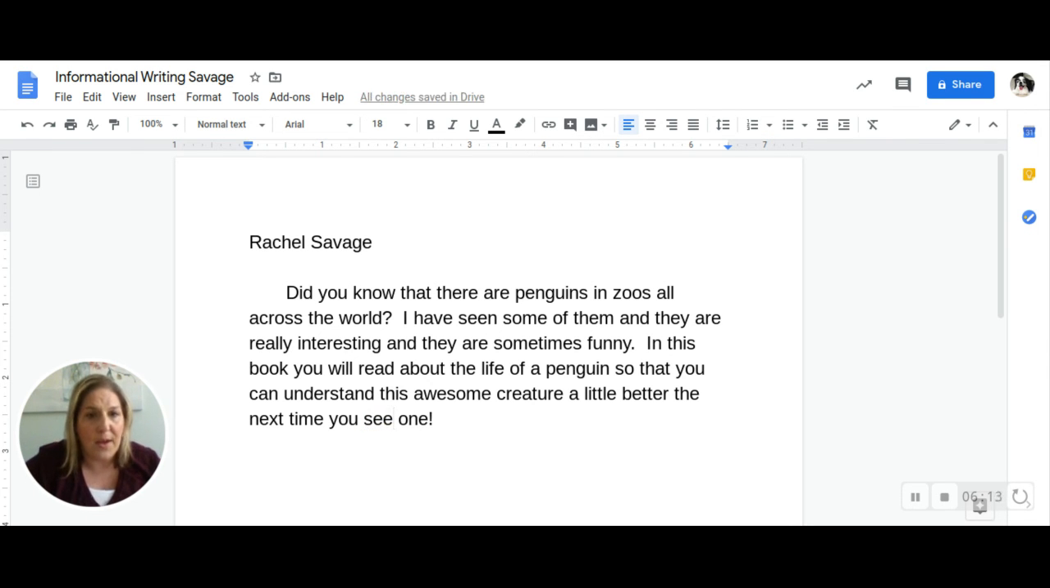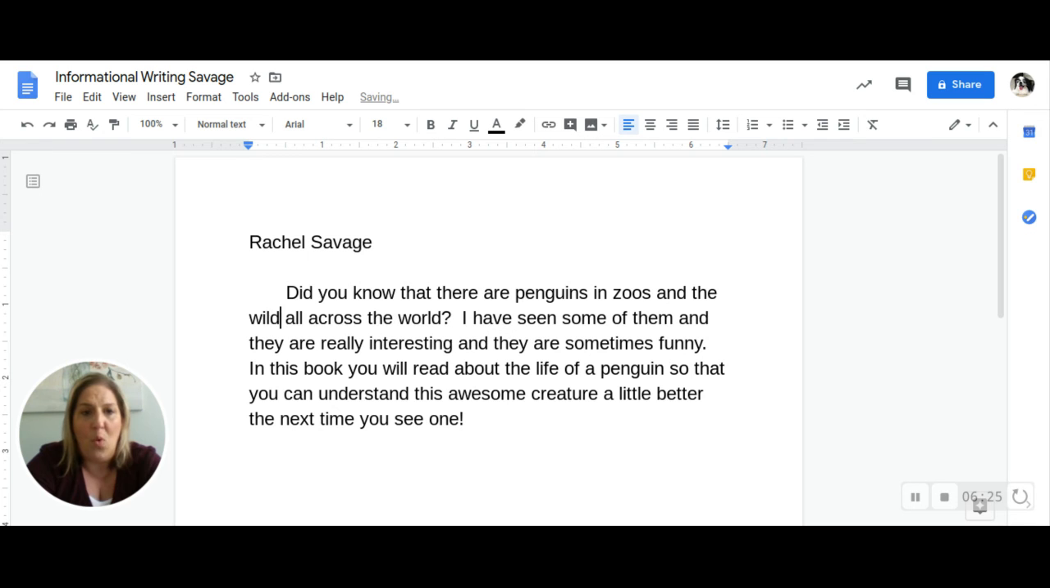Okay, now I have an awesome opening. I'm going to reread it to myself and see if it makes sense. You should reread yours to yourself and see if it makes sense. Did you know that there are penguins in zoos all across the world? How about I'm going to put zoos and the wild because they're not just in zoos. So when I read something and I'm like, oh, that could be better, go in and fix it. That's what good writers do. They revise and they edit as they're going.